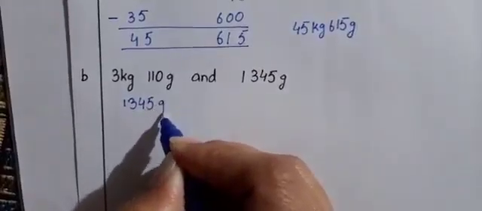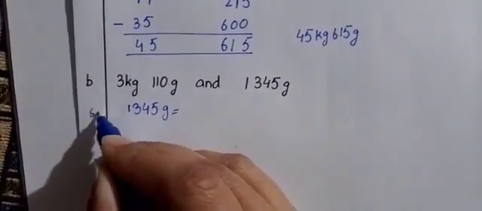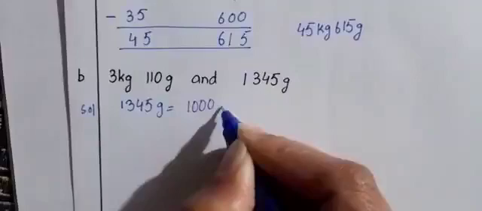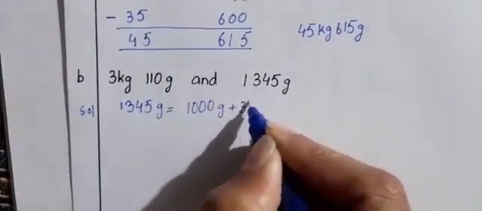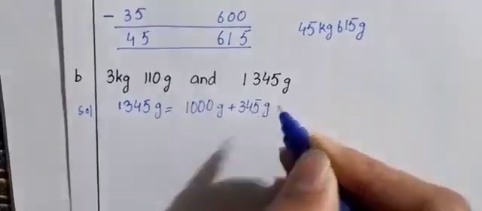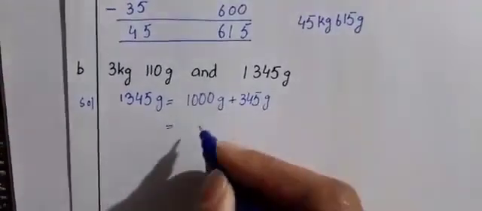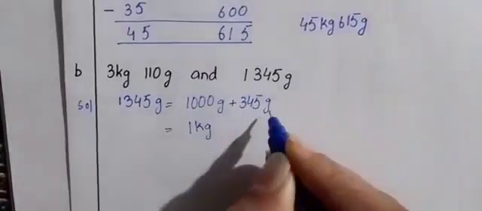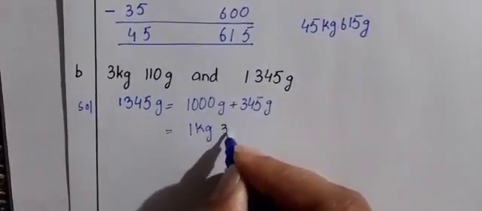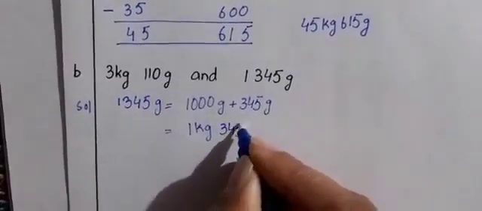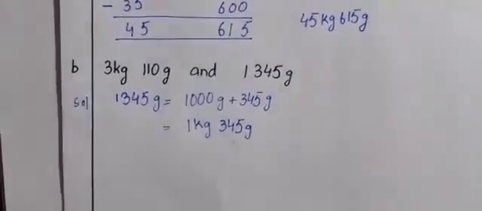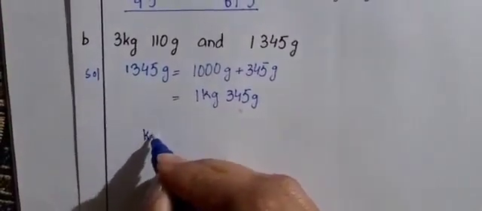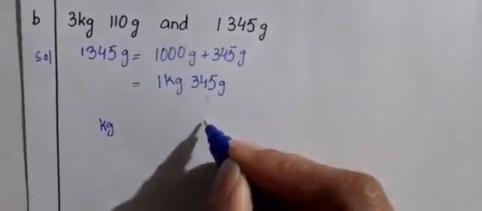1345 grams equals to, okay, let's write SOL for solution, is equal to 1000 grams plus 345 grams. Okay. Now, can I write 1000 gram as 1 kilogram? Yes, 1 kilogram, but we cannot add kilogram and gram. So, 1 kilogram 345 grams. Okay. So, now it is also in kilogram and gram. Now can we do the subtraction? Yes. So let's write kg and g.